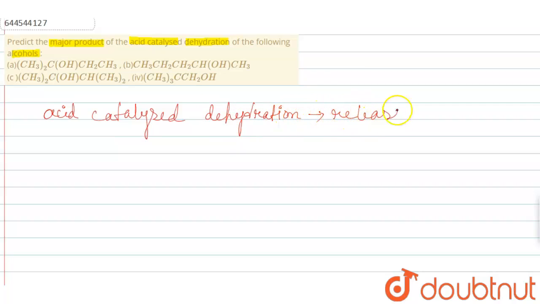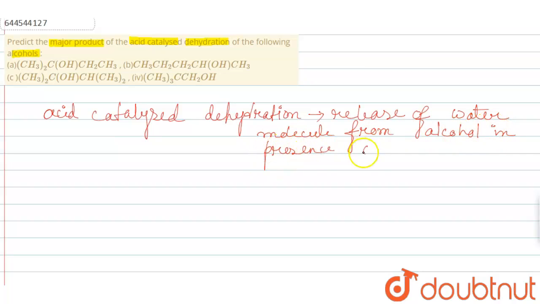Hi everyone, we have a question here. Predict the major product of acid-catalyzed dehydration of the following alcohols. Acid-catalyzed dehydration means the release of water molecule from alcohol, in presence of acid. And the product of acid-catalyzed dehydration is alkene.